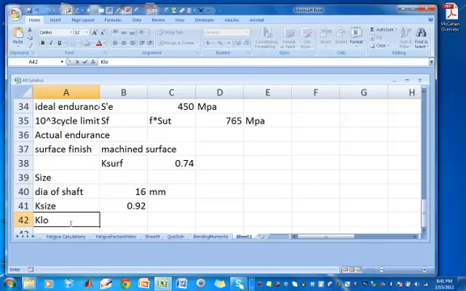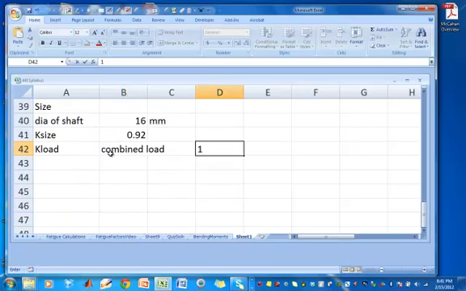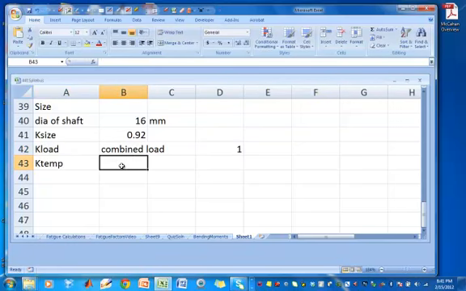K load, because there is going to be all kinds of torsion, bending, all kinds of things. This is combined load, which means K load is 1. If I do combined load, we'll correct it later, so we don't worry about it. K temperature, it's not a high temperature thing, so we're going to put 1.